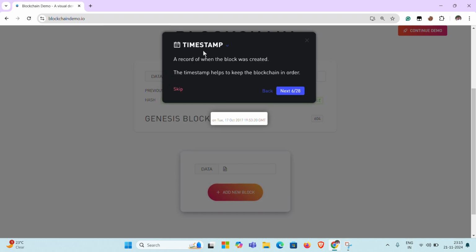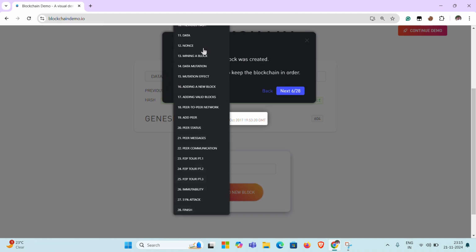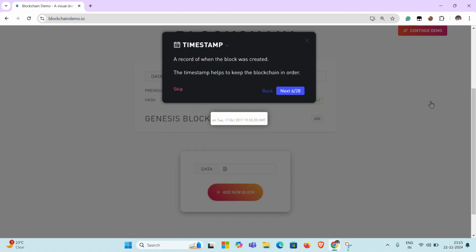Next one, timestamp. Timestamp is a record of when the block is created. When the transactional records are stored into the block, the block is said to be created. The timestamp helps to keep the blockchain in order. The chain is also formed based on the timestamp, in time sequence.